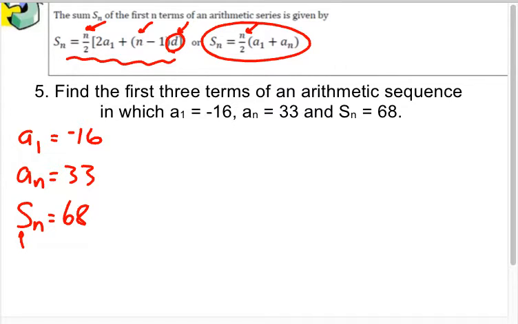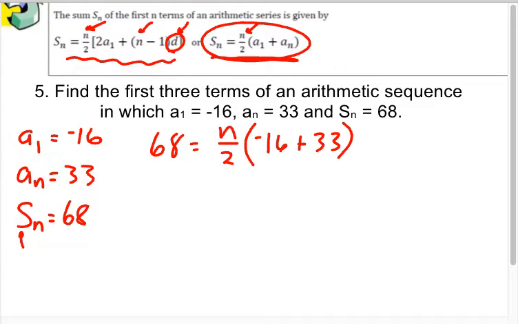And then once I find my common difference, I can find the next 3 terms in this arithmetic sequence. So there's a little bit of work going on here, but this is one way to do it. So using this formula here, we get 68 equals n over 2, which I don't know n, times negative 16 plus 33. And from here, we're going to be doing some solving. So, first of all, 68 equals n over 2.